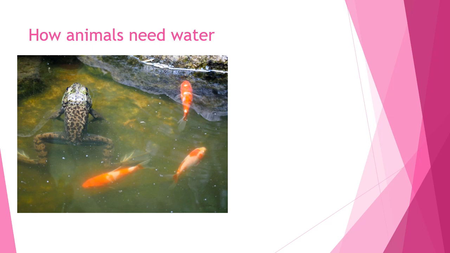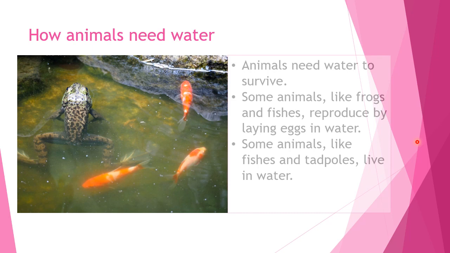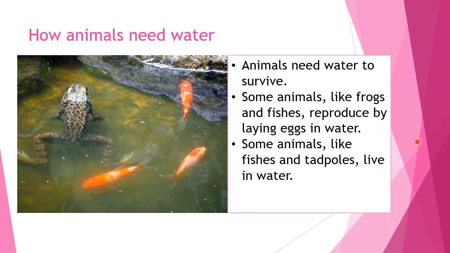Now let's talk about how animals need water. So in this picture, there's a frog and a fish. It's quite obvious that these two animals need water. Not just them, there are also other animals, such as cows, birds, what else? Bats. So these animals all need water to live. Animals need water to survive.